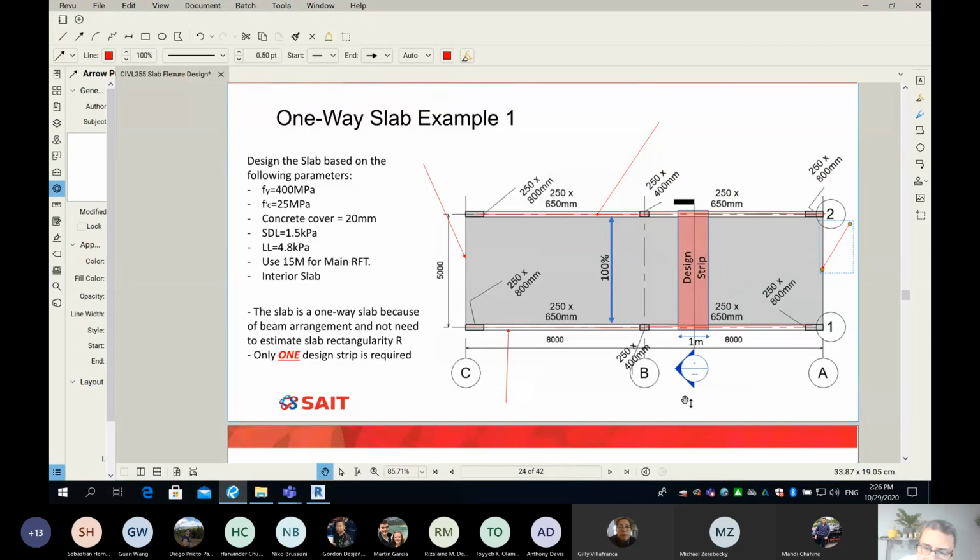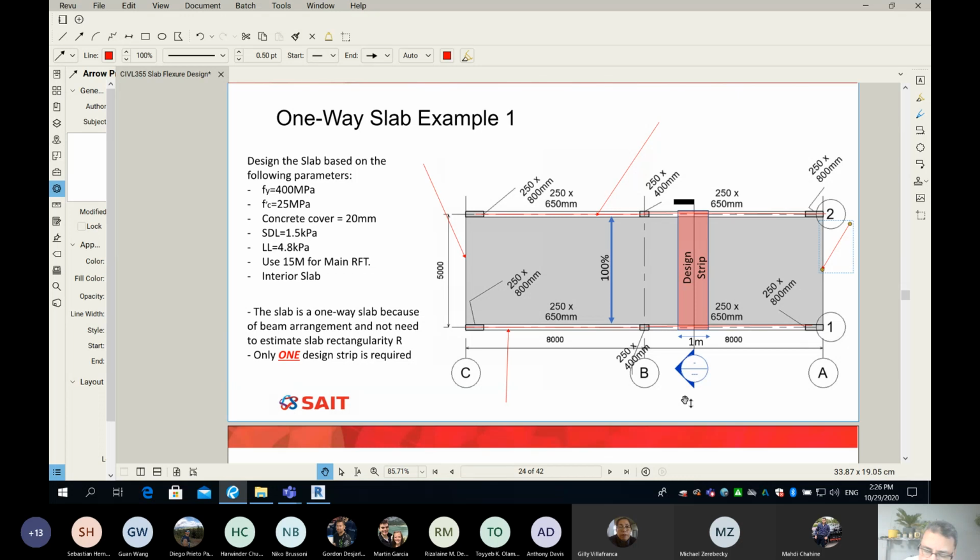Again, the way you think about it. Number one, ask yourself, do I have beams all around? If the answer is yes, then find the R. If the answer is no, don't waste your time and right away say my slab will simply act as one way. And when we say one way, it has no business with the shorter or the longer. There's only support.